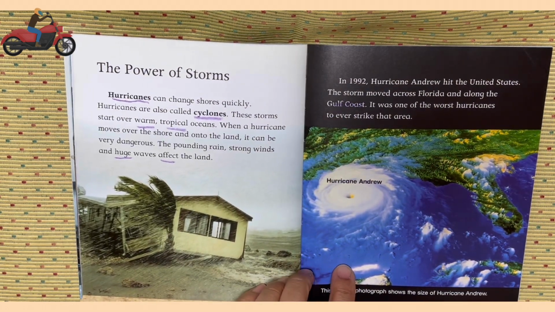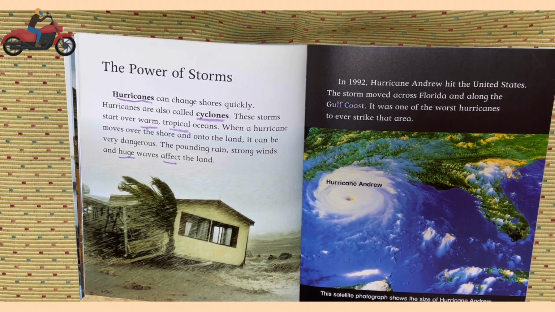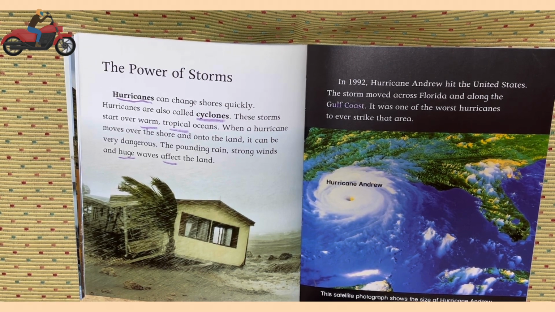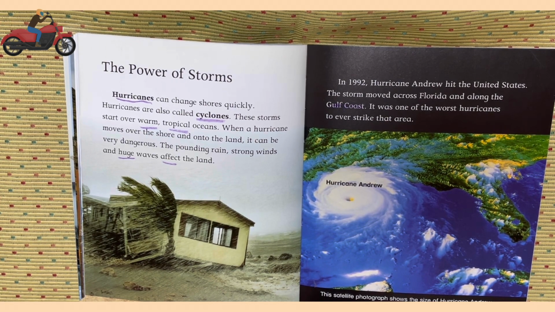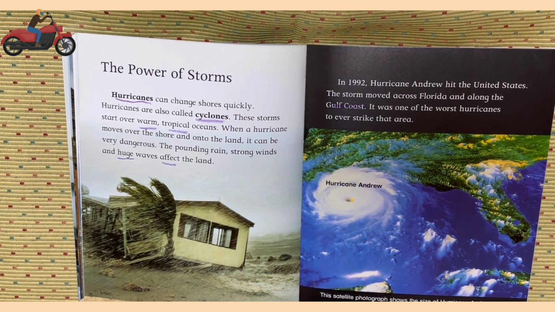The power of storms. Hurricanes can change shores quickly. Hurricanes are also called cyclones. These storms start over warm tropical ocean. When a hurricane moves over the shore and onto the land, it can be very dangerous. The pounding rain, strong winds, and huge waves affect the land.